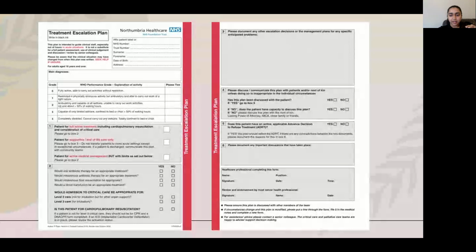And it also says whether it has been discussed with the patient, and if it hasn't, whether they have the capacity, and it works through all that there.